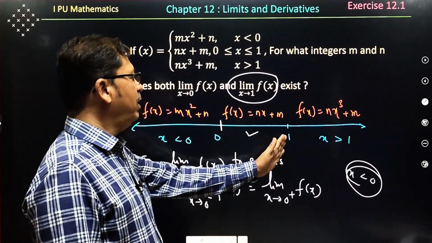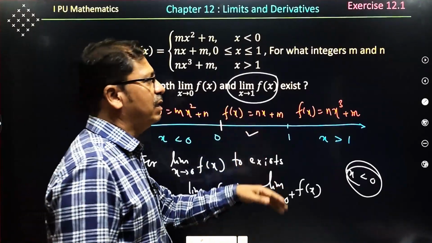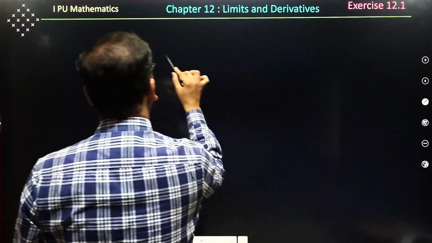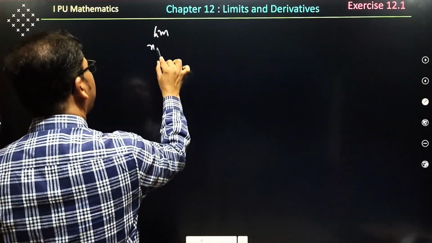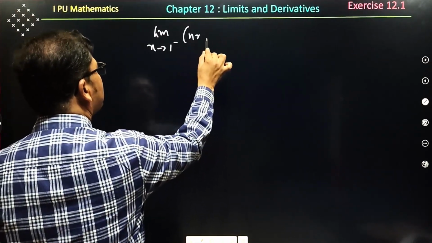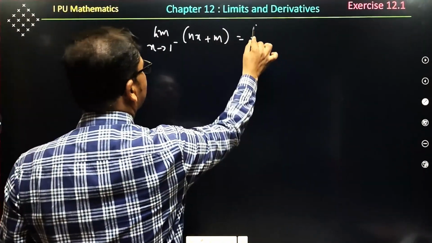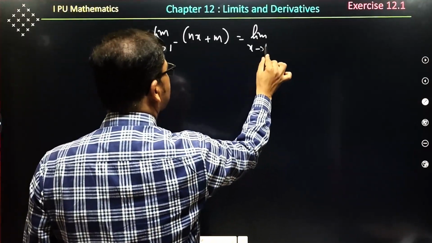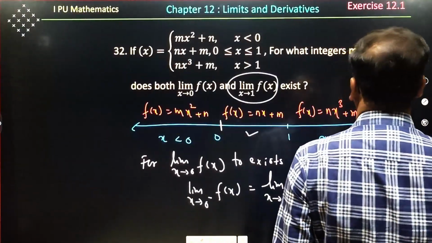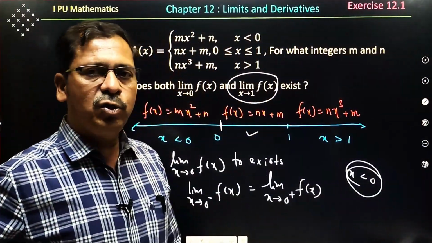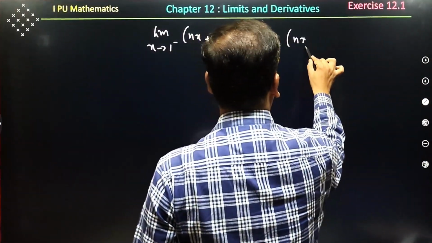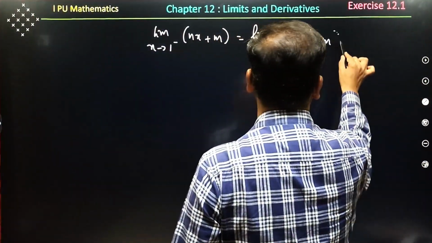So this is equal to limit x tends to 1 minus, meaning less than 1, fx is defined by nx plus m, and this is equal to limit x tends to 1 plus. Greater than 1, see how the function is defined. For greater than 1 it is nx cube plus m. So this is nx cube plus m.